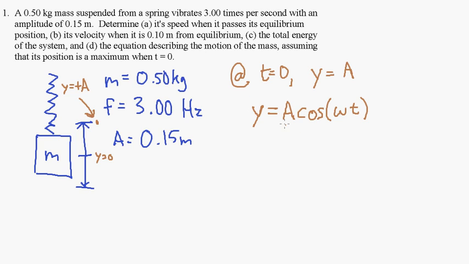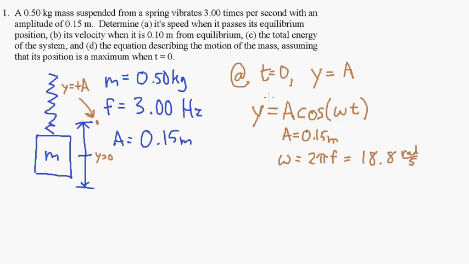And then we just have to recall that, of course, we already have A here, so we can write in A equals 0.15 meters. Omega is 2 pi times the frequency. The frequency is 3.0 hertz, so that's going to be 6 times pi, which is about 18.84, so about 18.8 radians per second.